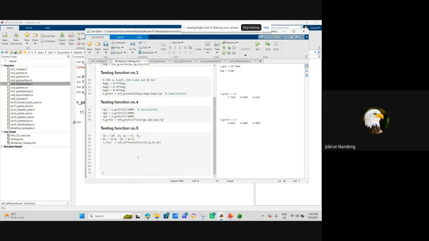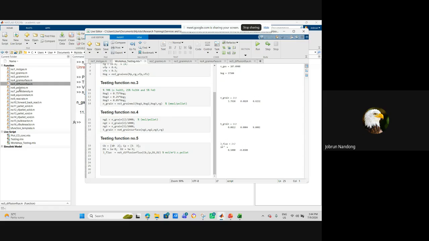Okay, so we try that, run it. Yeah, it works. So there's a flux. So this flux actually in terms of mole, mole per meter square per second per pellet, because this one is only for one pellet only. So once we know it's working, we move on to the next one.